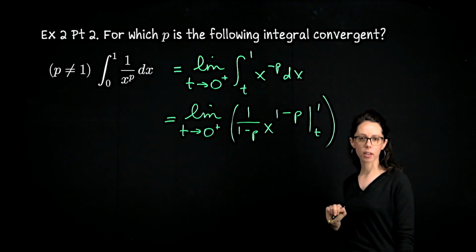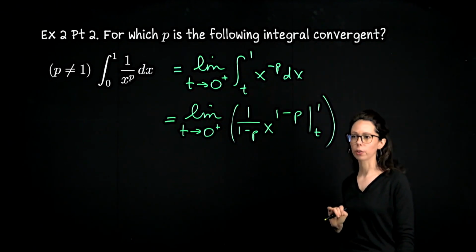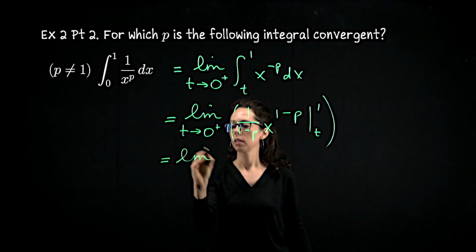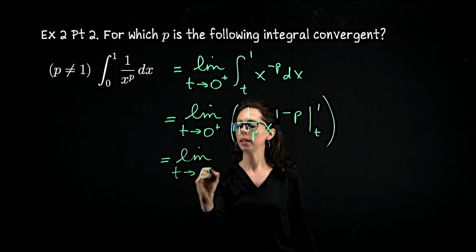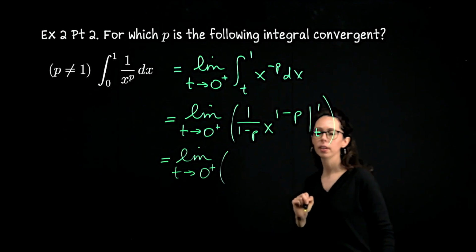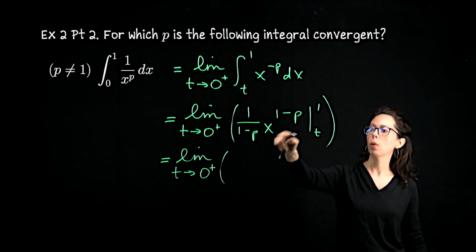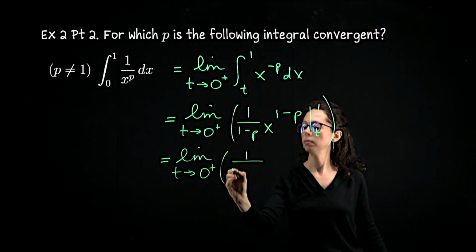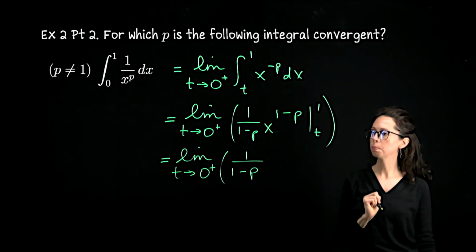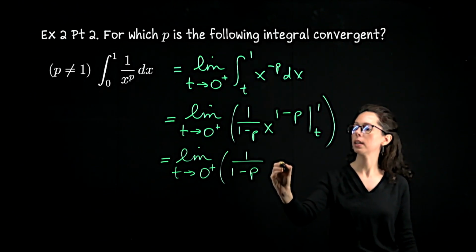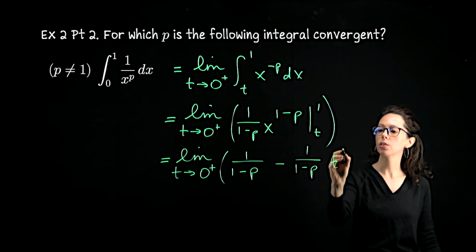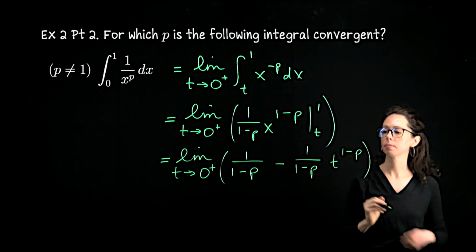Let me expand this, and then I'll give you a minute to see if you can reach the conclusion on your own. This is going to be the limit as t approaches 0 from the right of, let's see, first I plug in 1. 1 to the 1 minus p is 1, times 1 over 1 minus p. So put that one first, like so. And then minus 1 over 1 minus p times t to the 1 minus p.